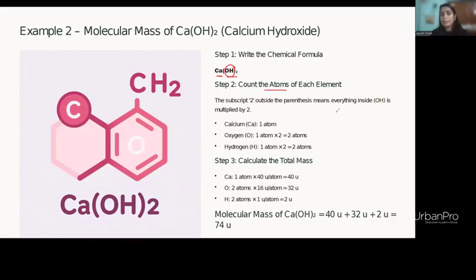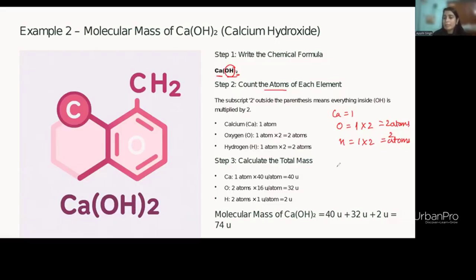For calcium it's only one atom. For oxygen it's one, but also two times, right? So 1 into 2. And for hydrogen it's 1 into 2. So total two atoms each. I'll write 2 here: 2 atoms, and 1 atom. Now you'll add the masses accordingly.